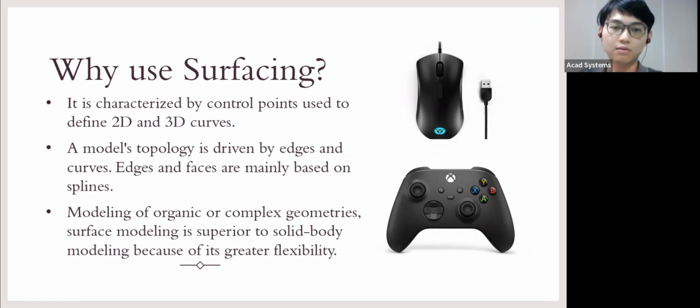So now we are introducing why we are using surfacing in Inventor. Like I said just now, surfacing is created using control points in terms of 3D and 2D. We normally use surfacing because we are modeling organic shapes or any product with complex geometry, like this Xbox controller or a mouse. Later, I will make a 3D model of a mouse so I can show you how it is different from solid body modeling.